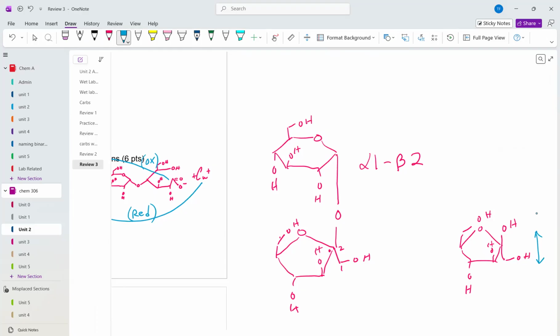Now, in this case, it's beta because the OH group is going up. And again, it has to do with the anomeric carbon. It's the only one where it matters, is anomeric carbons. So this is going up. That's why it's an alpha 1 beta 2. Is that better? So this is sucrose, fructose, and this is beta fructose.